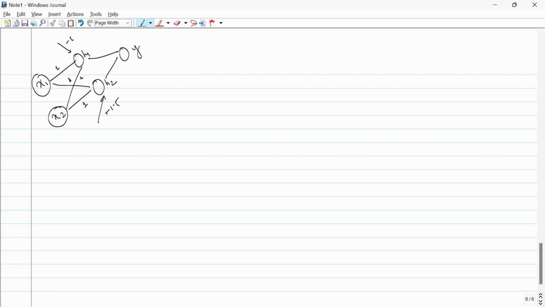Okay, let me redraw again. So x1, x2, h1, h2, y, this is 1, this is also 1, this is 1, this is 1, right? The bias here minus 1.5, there is a bias here minus 0.5, 1, this is bias minus 0.5.